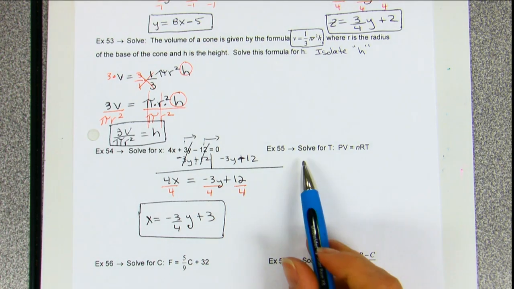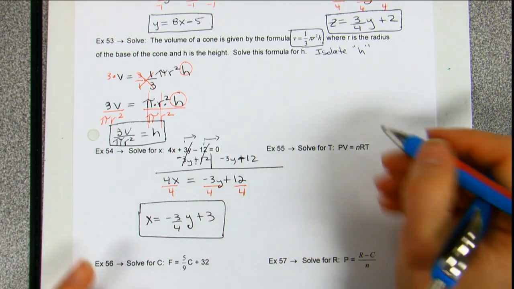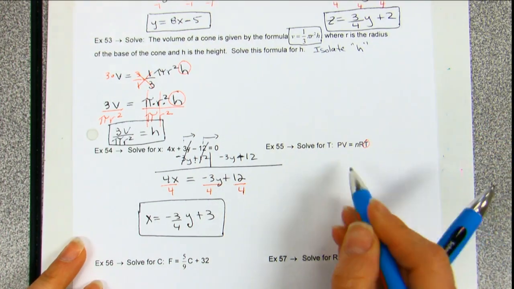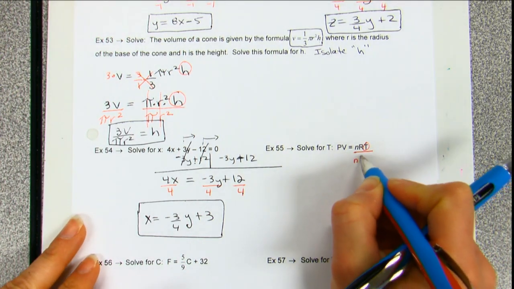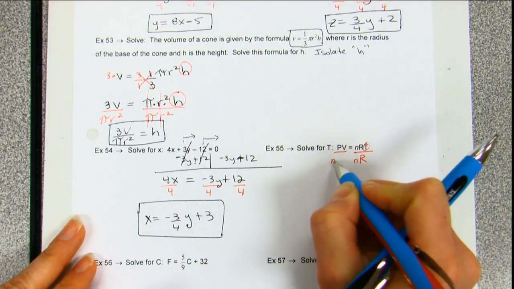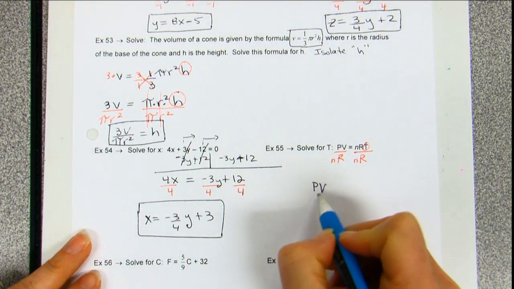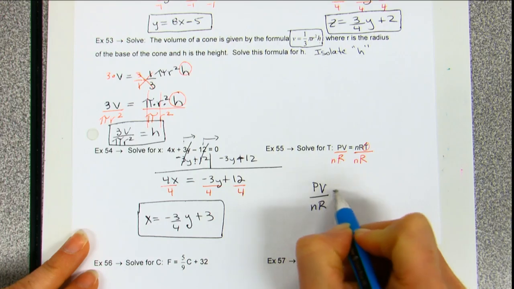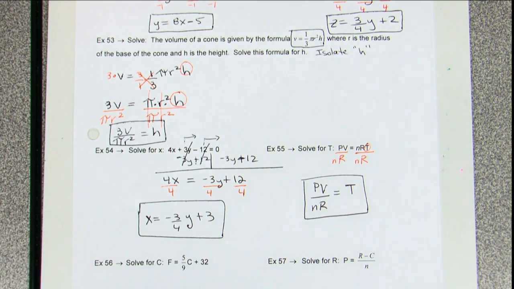So like in this one, solve for t. T is right here, and everything beside it means it's being multiplied. So all you have to do is say, well, I don't want the little n and the big R. So I'm going to divide by my little n and big R. So I have capital P, capital V over little n, big R equals T. That's really all you have to do.